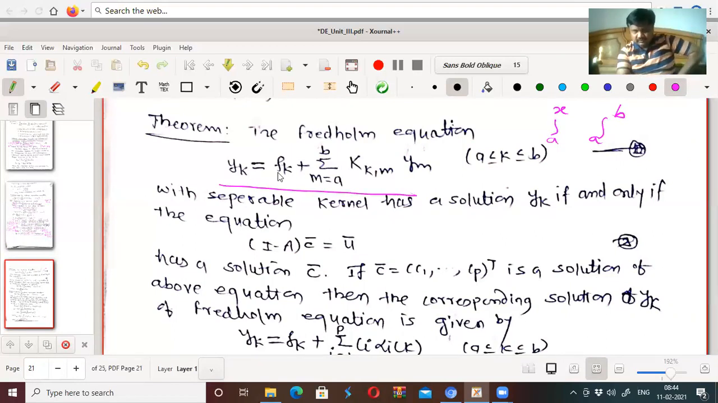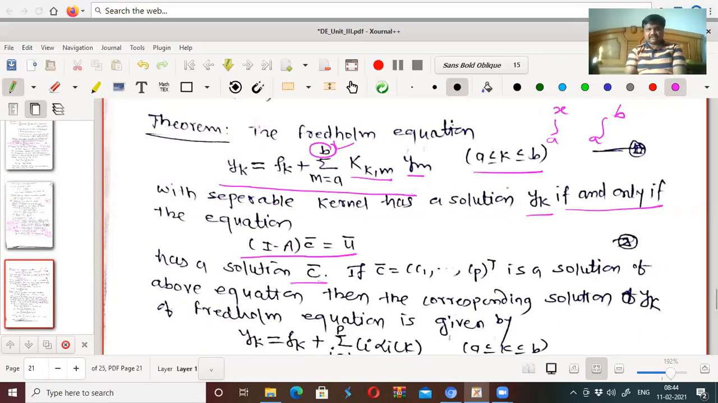y_k equal to f_k plus summation from m equal to a to b, because the upper limit is now constant here, K(k, m), that is the kernel, into y_m, for k lying between a to b. So this equation with a separable kernel has a solution y_k if and only if the equation (I minus A) c bar equal to u bar has a solution c bar. Now see what is meant by this. We are making the relation between the solution of the Fredholm equation and the solution of such a matrix equation.